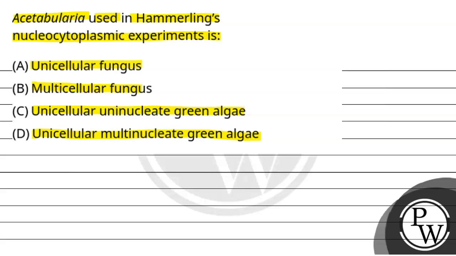So the key concept for this question is Acetabularia. Acetabularia is basically a unicellular green alga. It is a unicellular green alga.